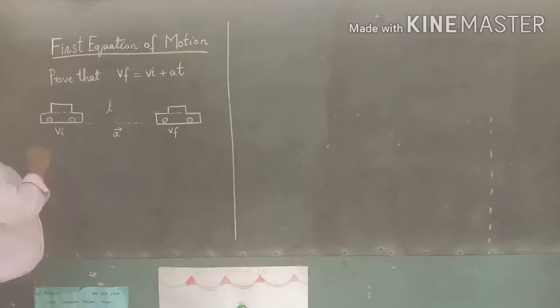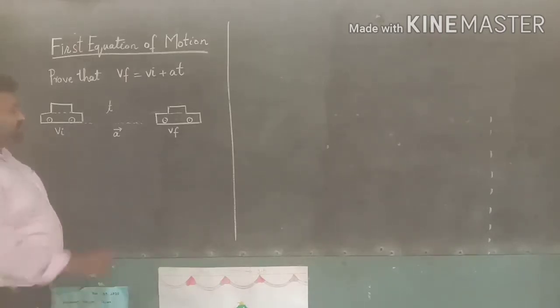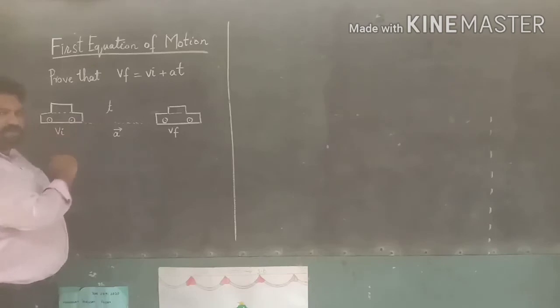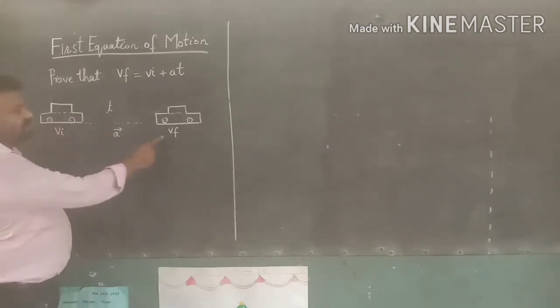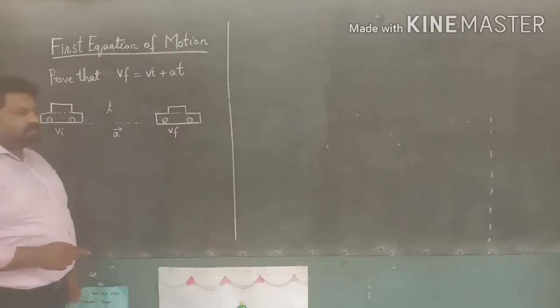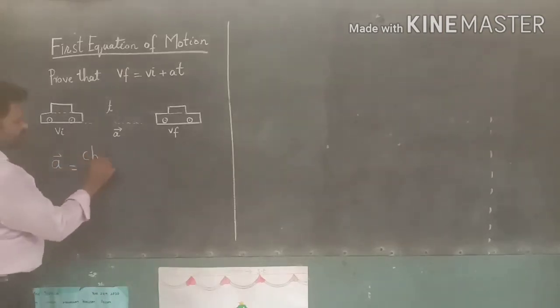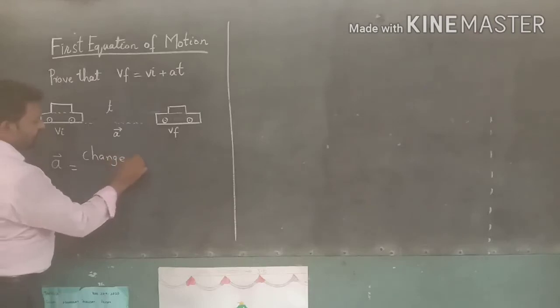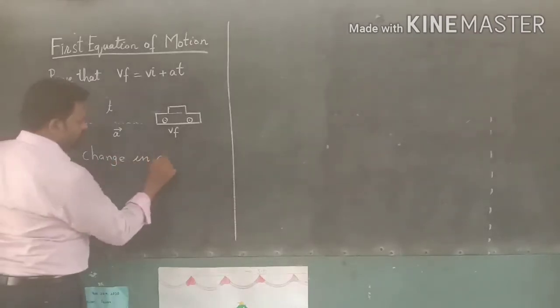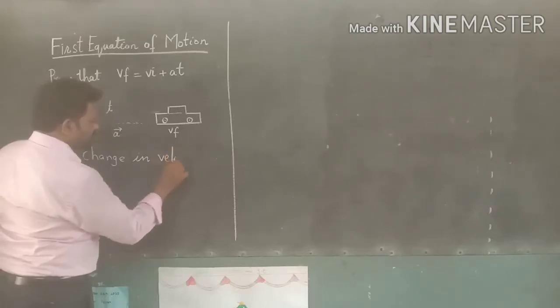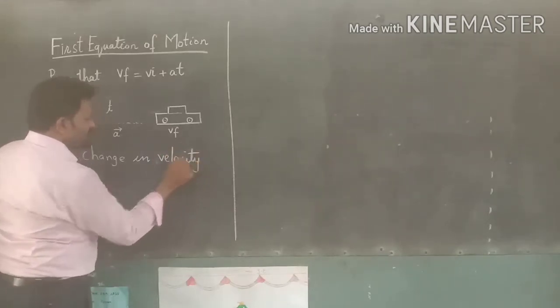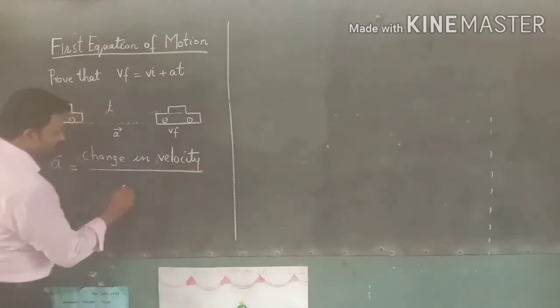Suppose a body is moving with initial velocity Vi and is traveling with uniform acceleration a for a time t in such a way that the final velocity becomes Vf. So the acceleration a is equal to change in velocity upon time.